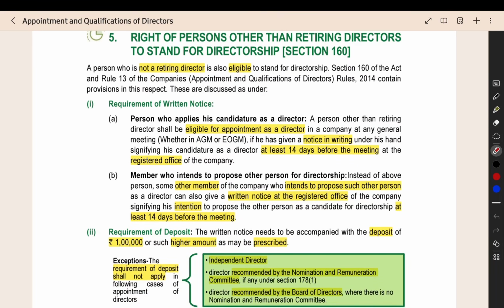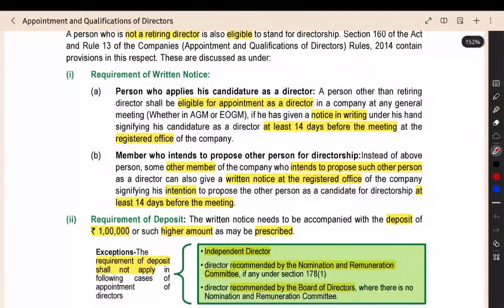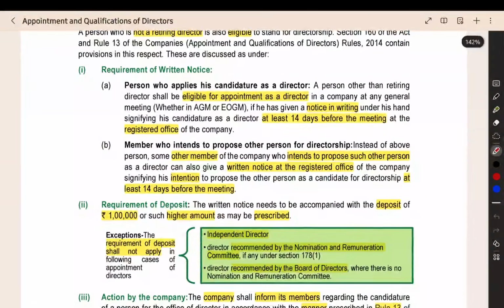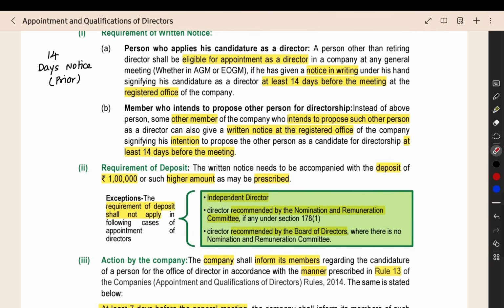You have to apply to the company. You will see the date of the general meeting. In the general meeting only the shareholders will vote and select the director. So 14 days prior to the meeting, you have to send the notice to the company. The company will see your application, and when you are going to become a director, like that you can do.